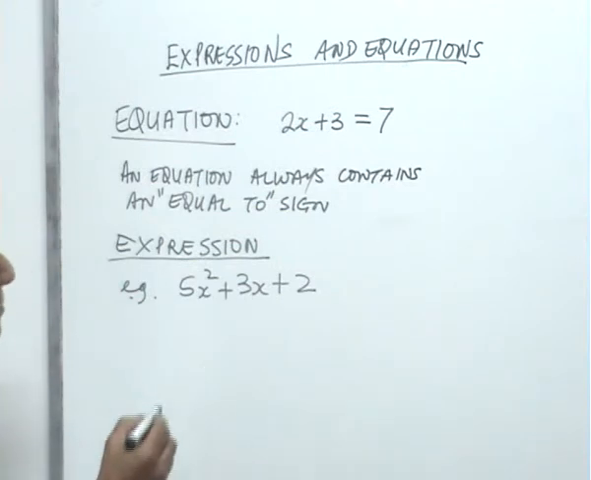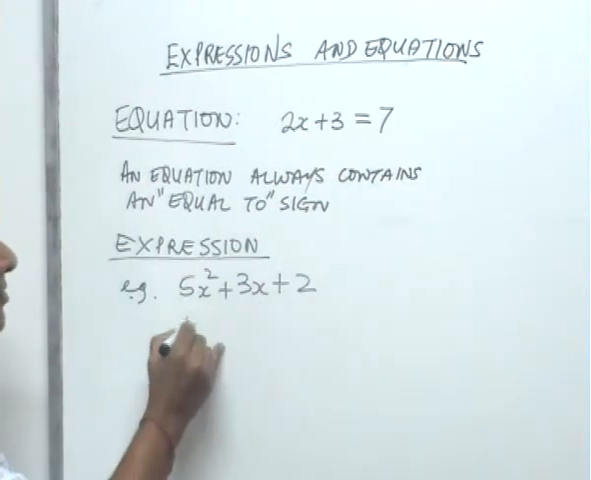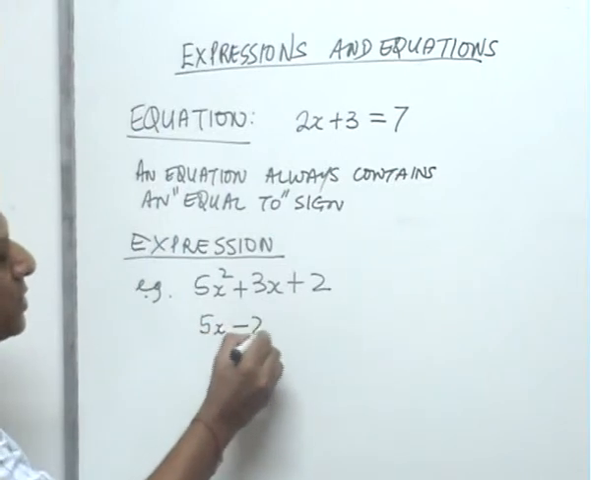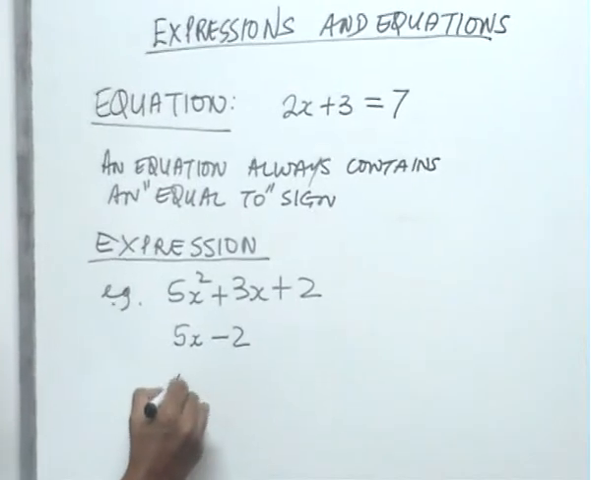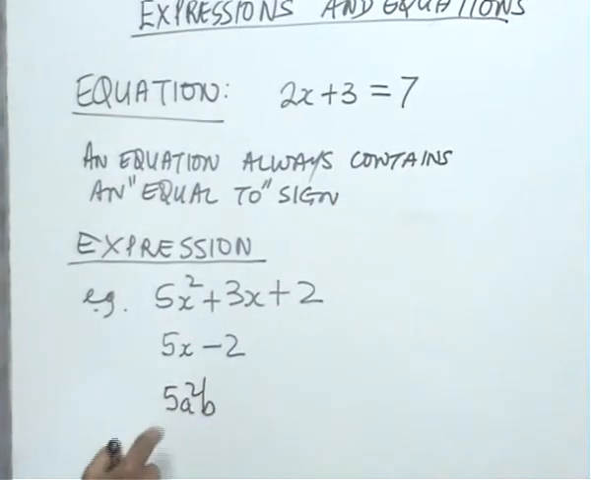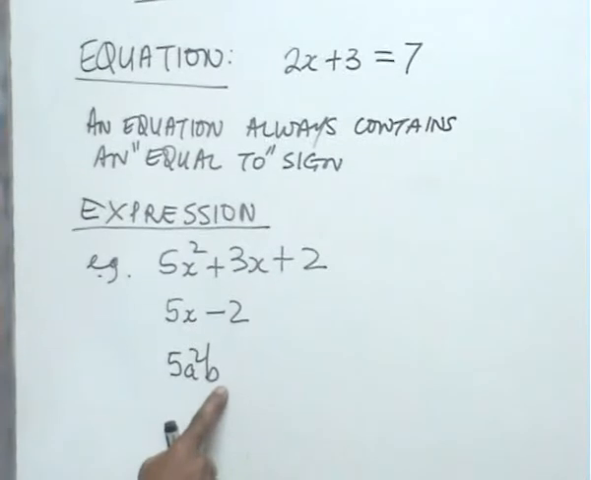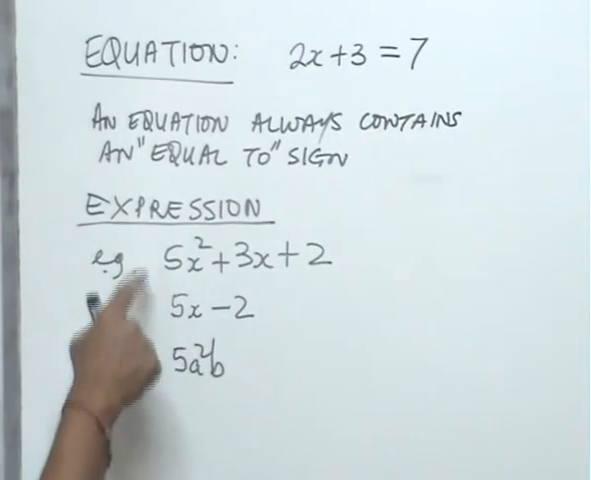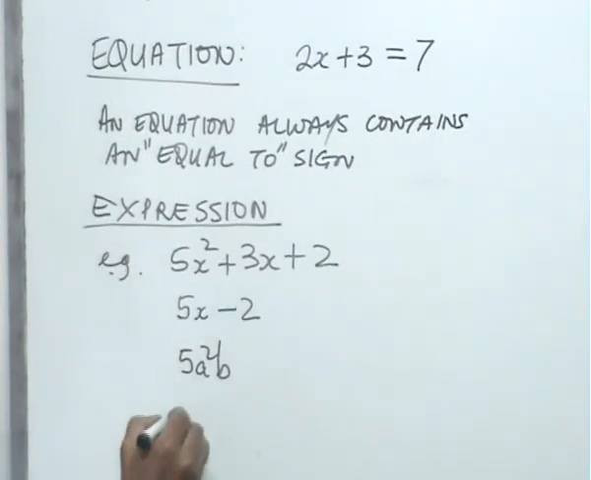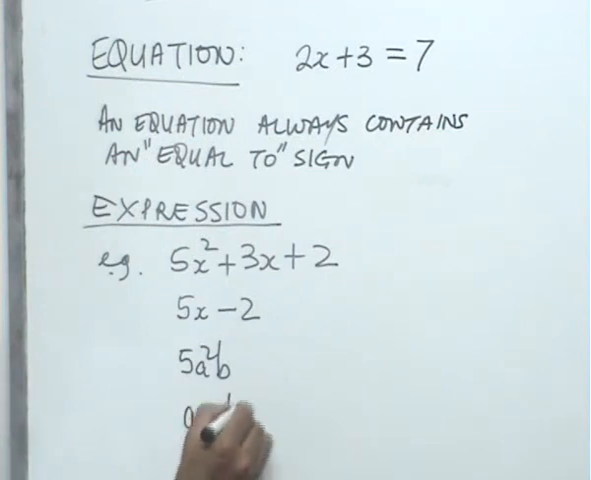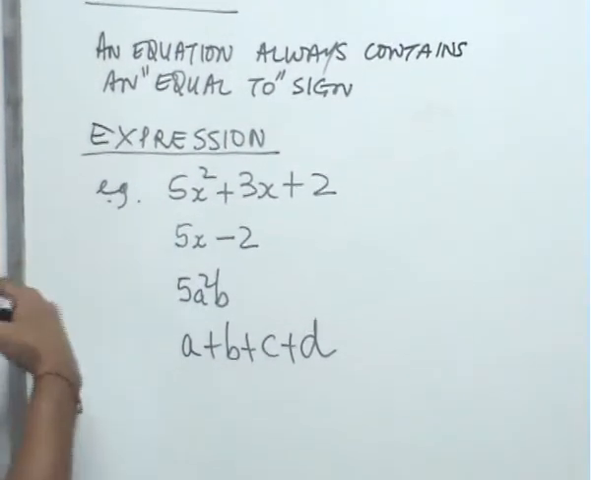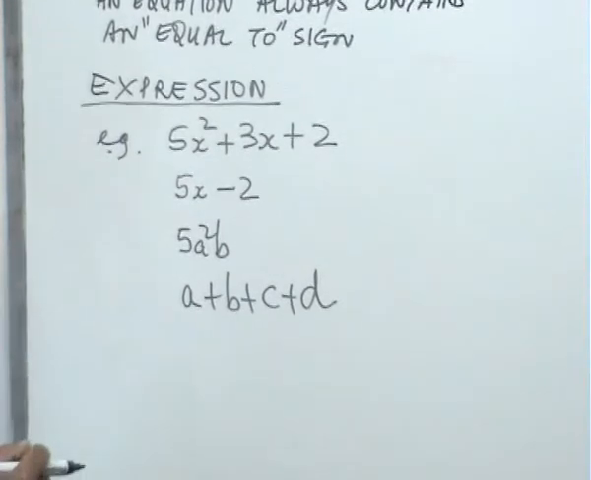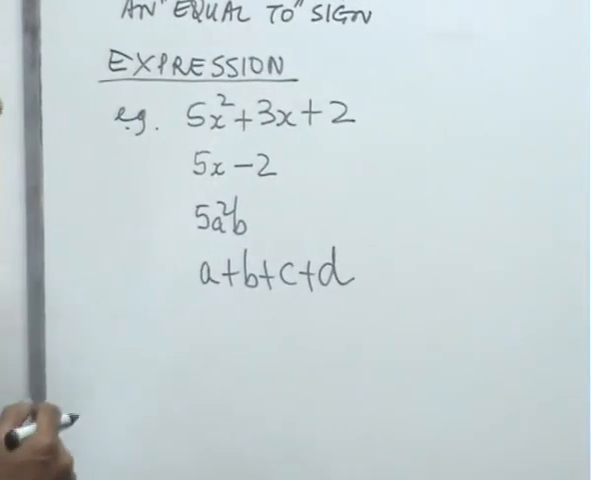Now an expression can have three terms. If you take this expression 5x minus 2, it's got only two terms. Then you can take an expression like this, 5a squared b. This is an expression with only one term. This is an expression with two terms, expression with three terms, and then I could write a plus b plus c plus d. Then this is an expression with four terms. So you can have an expression with any number of terms.